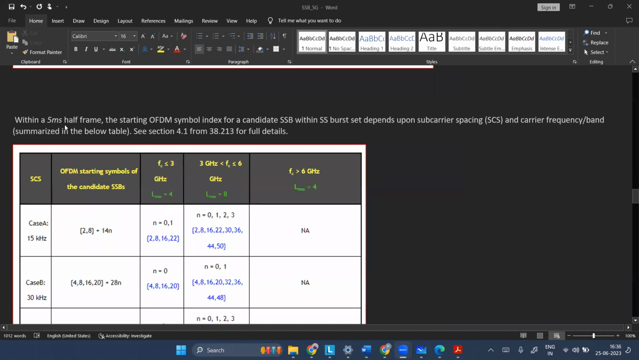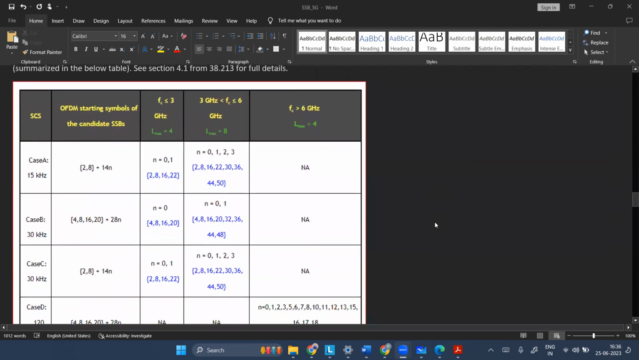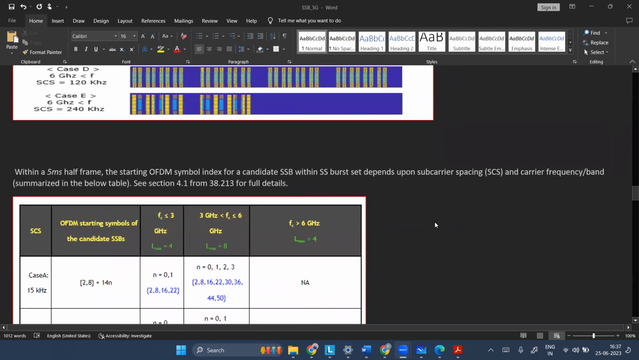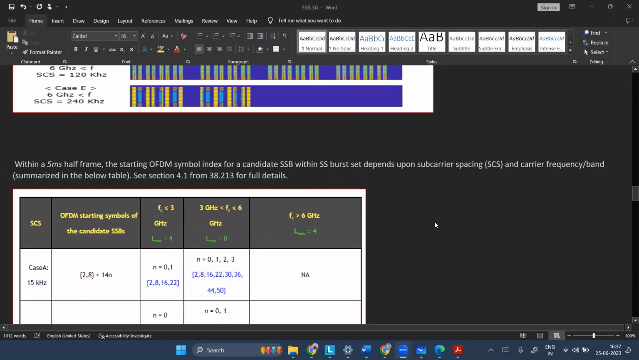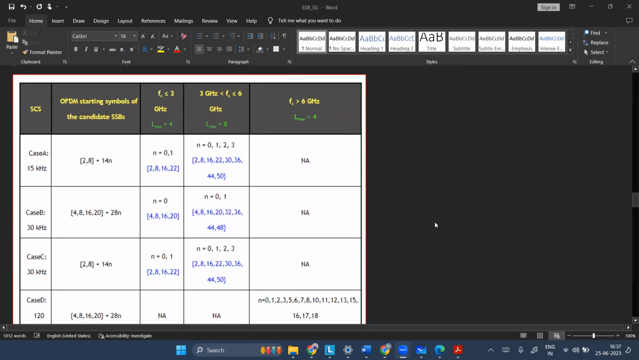Within a 5 millisecond half frame, the starting OFDM symbol, just try to understand, this is a very important part. Within the 5 millisecond half frame, the starting OFDM symbol index of a candidate SSB depends upon the subcarrier spacing. What we are going to calculate here is the very first symbol of the SS block in the first half frame, and that basically depends on the subcarrier spacing.